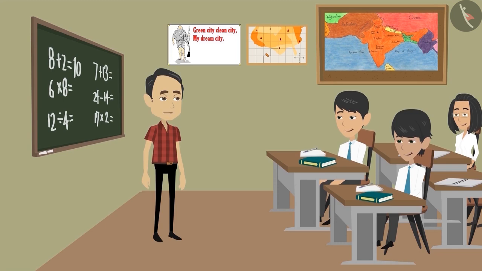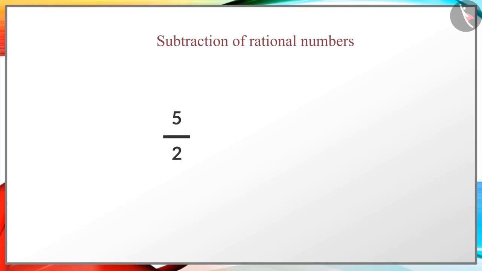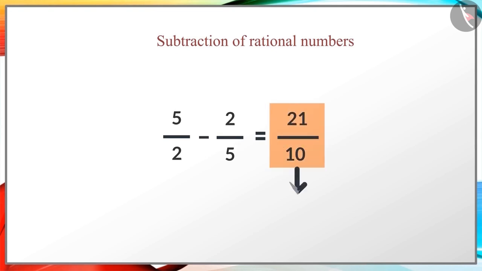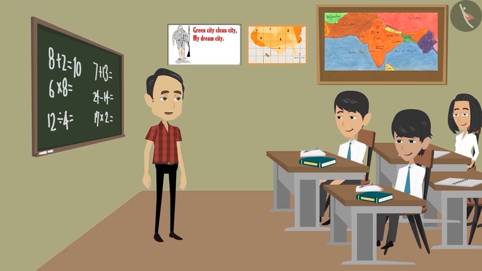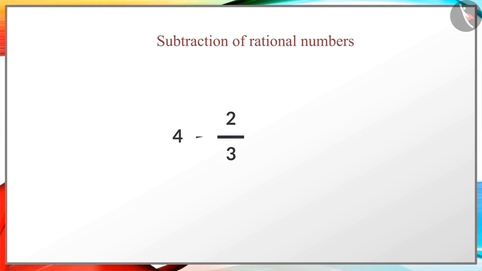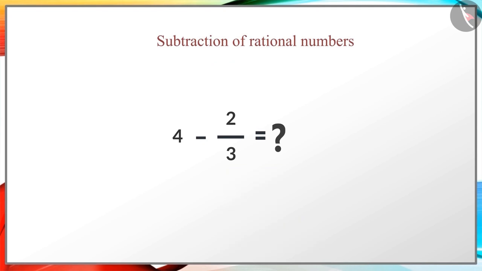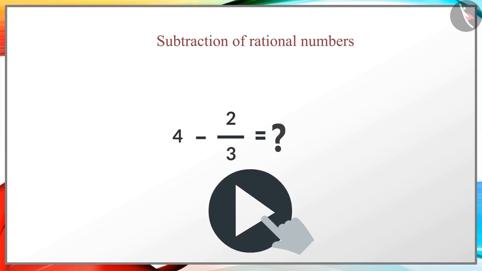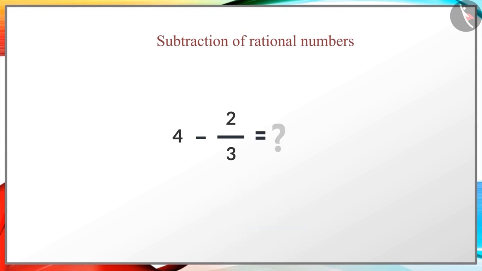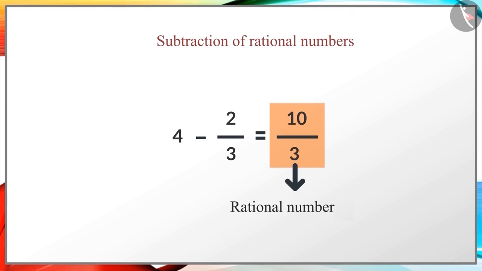Let's see. Let us now take two rational numbers such as 5 by 2 and 2 by 5. Subtract them and tell me the answer. Sir, the answer is 21 by 10. And this is also a rational number. Children, let's take another example. Let's find 4 minus 2 by 3. You too should solve this question. Children, did you also get 10 by 3, which is a rational number?